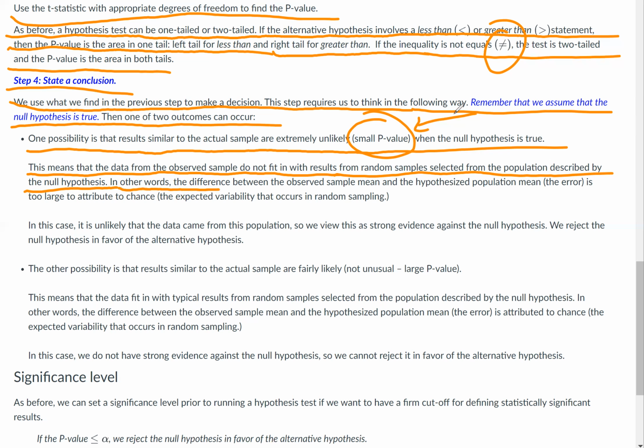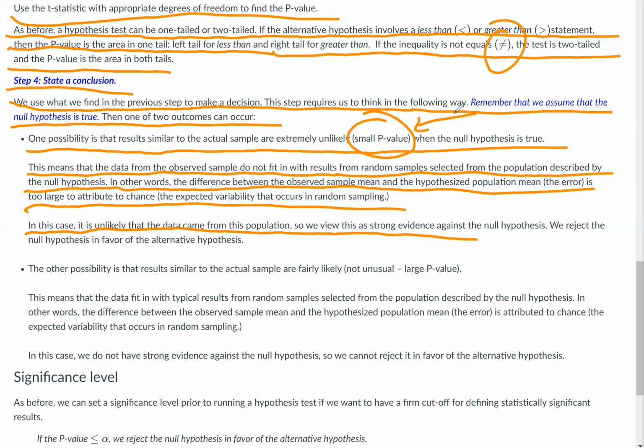In other words, the difference between the observed sample mean and the hypothesized population mean, in other words, the error, is too large to attribute to chance, the expected variability that occurs in random sampling. In this case, it's unlikely that the data came from this population, so we view this as strong evidence against the null hypothesis. We reject the null hypothesis in favor of the alternative hypothesis. That's the one possibility, that we reject the null hypothesis.